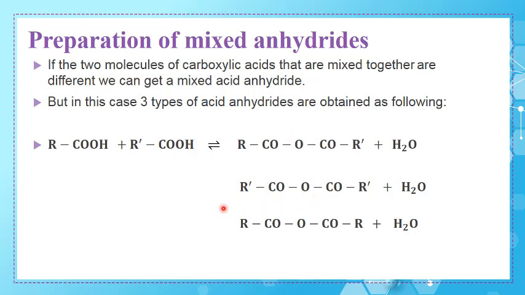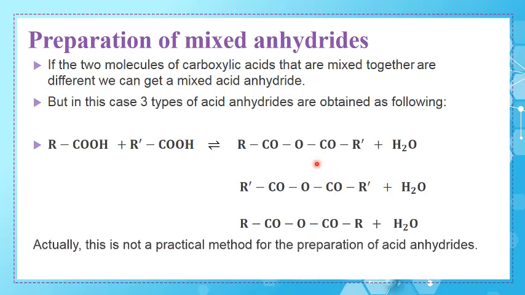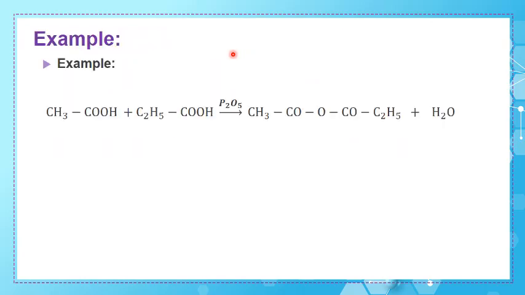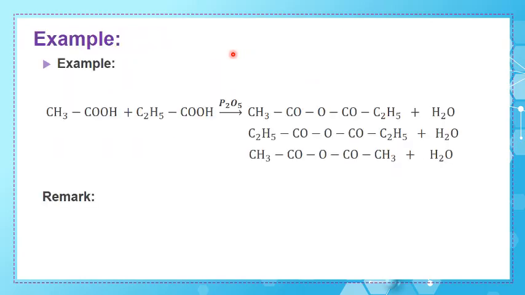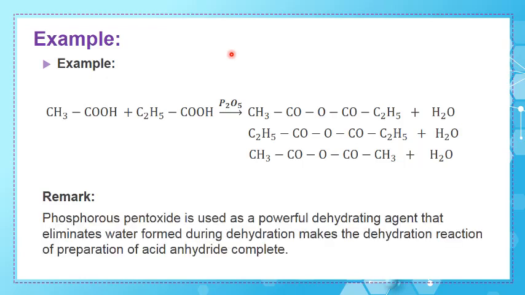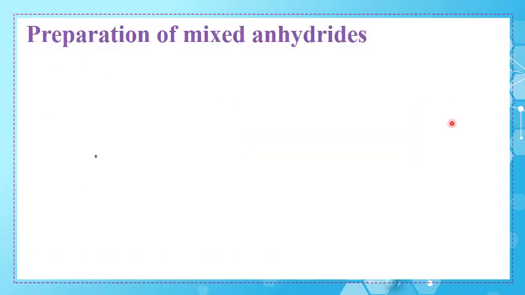Practically, this is not good, because imagine that I'm in a factory, I'm paying money in order to produce this compound, but at the same time, I'm wasting my money because other products that I don't need are obtained. So in industry, we have to find another practical method in order to prepare a mixed acid anhydride. This method is the following. Here is just an example so you can see it quickly. And here, as I said, phosphorus pentoxide is a powerful dehydrating agent that allows the elimination of a water molecule.